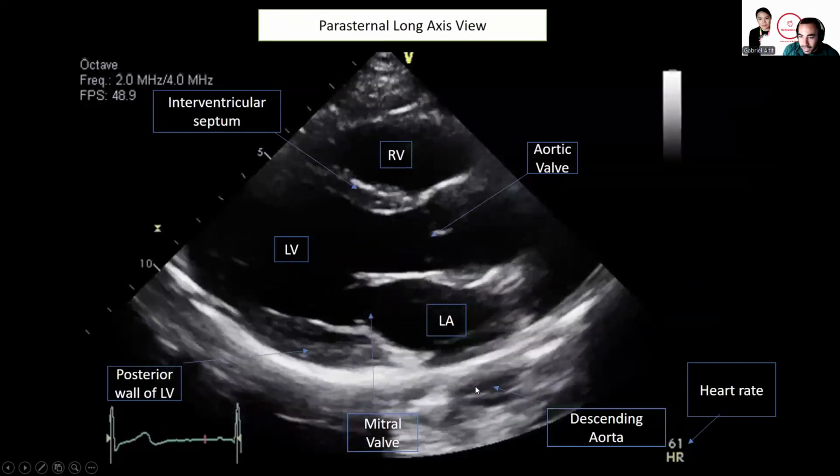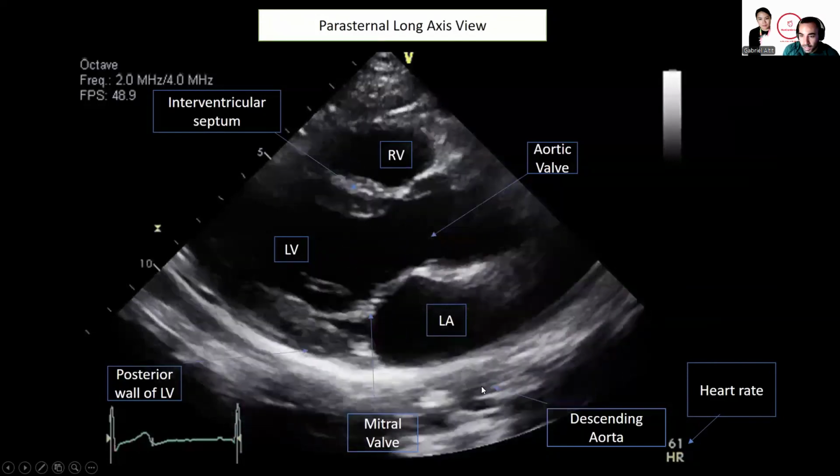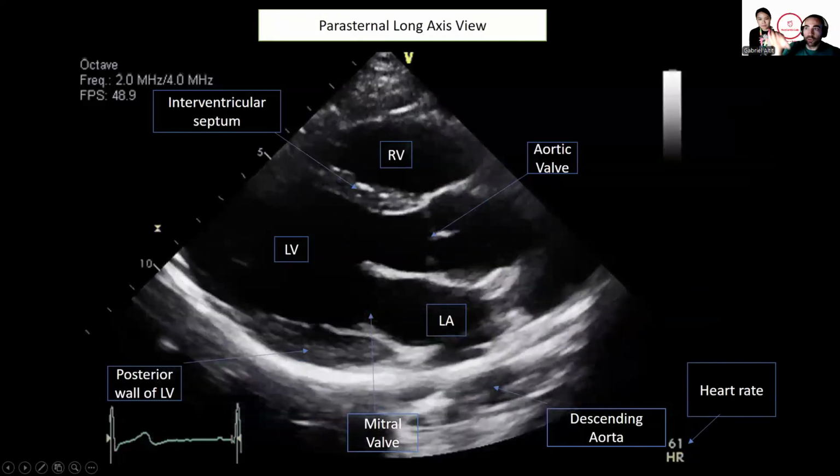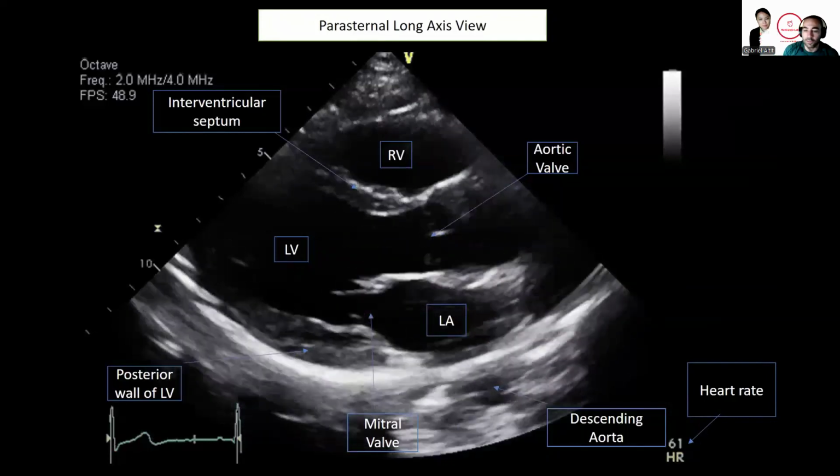Here we can kind of have a sense that the descending aorta is here. It's actually seen in cross section, so it's a view from on top, like if you took the actual aorta and you cut it in the middle and you're looking at it as if it is a circle from a top view.